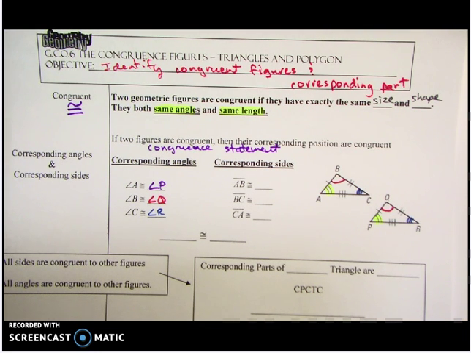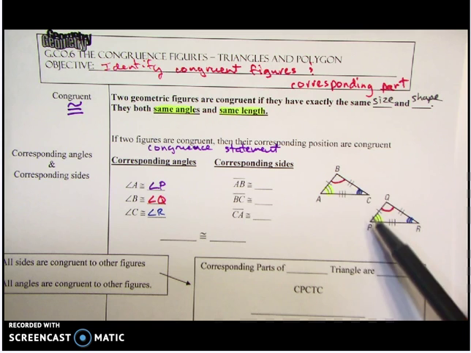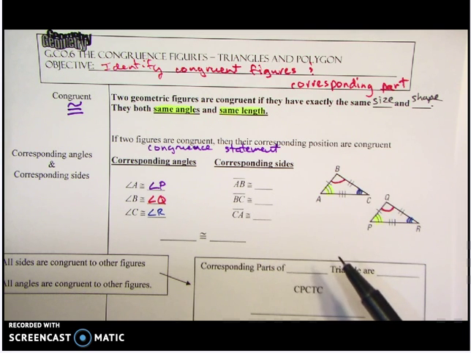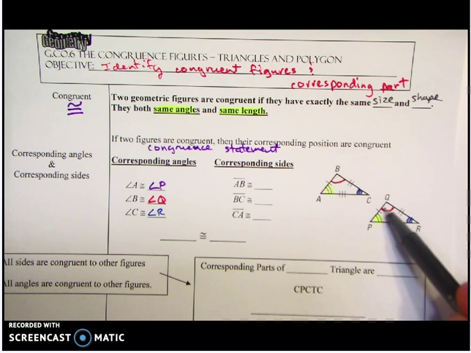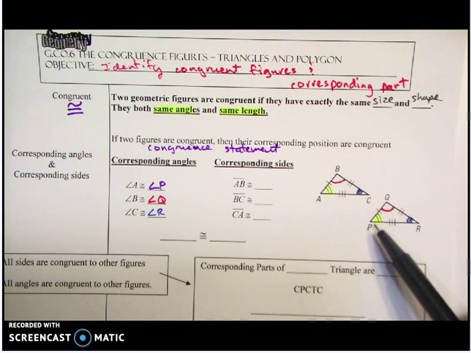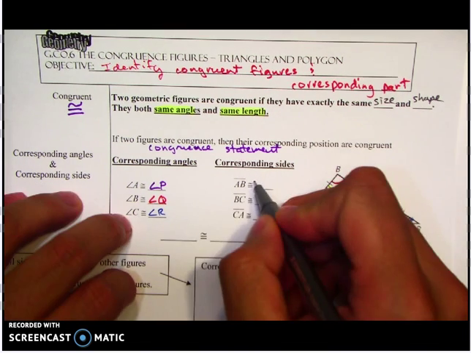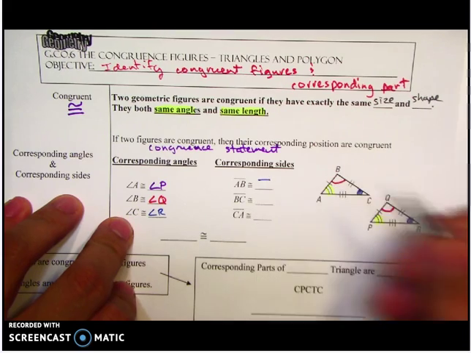Now the tricky one will be the sides. You want to make sure you go in the correct order. So if you look at this, you have segment AB right here, and it's going to be congruent to what segment? Segment PQ. And again, how do you know? Angle A has two tick marks, angle P has two tick marks, so you're starting in the same spot. Angle B is one tick mark, angle Q is one tick mark. So segment AB is congruent to segment PQ.